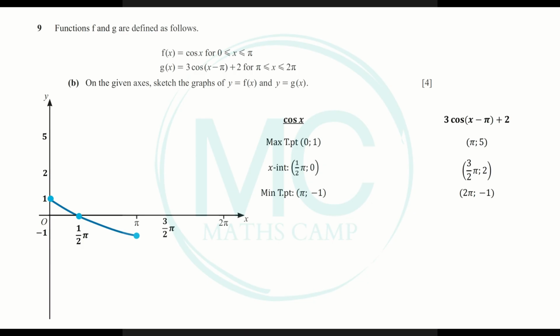When you're in your exam, you need to ensure that your marker knows which graph pertains to which equation. So let's label this graph as f of x. Now let's look at our points for g of x. We have (pi, 5), that will sit over here, (3/2 pi, 2), that will sit there, and (2 pi, -1). These points fall into the given domain of x values between pi and 2 pi. So these are our graphs. Let's label our second graph g of x, and this is our final answer.